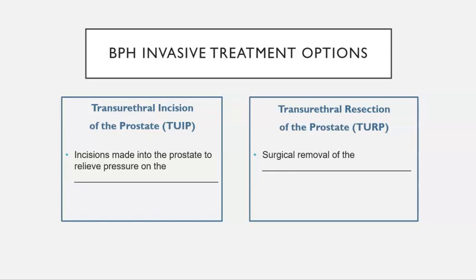So for the incision, they're going to have an incision that's made into the prostate, and that's going to relieve the pressure on the urethra, which is going to help a ton with symptoms. For the resection of the prostate, they are surgically removing prostate tissue. So in the first one, you have an incision to relieve the pressure, and in the second one, you are actually removing the prostate tissue to treat the problem.